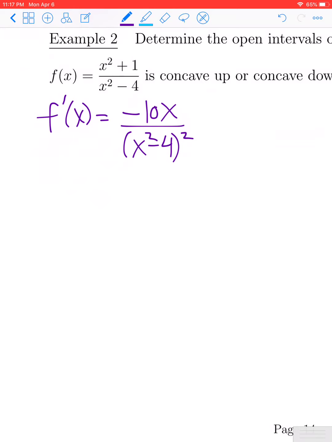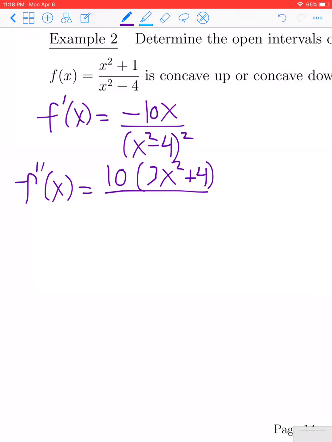We would now want to go ahead and find the second derivative. Again, I'm going to skip the algebra for this, but you would once again want to use the quotient rule. If you use the quotient rule again and simplify it all the way, you would find that f double prime of x would be equal to 10 times 3x squared plus 4, divided by x squared minus 4, cubed.